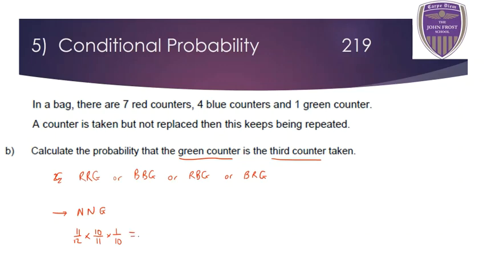If we now multiply these probabilities together, so multiplying 11 by 10 by 1 gives me 110. And I already have worked out 12 times 11 is 132. So multiplying that by 10 is 1,320. I can simplify this down, and that leaves me with a final fraction of 1 over 12. And that's the probability of getting a green on the third counter. That's the easiest way of doing it.